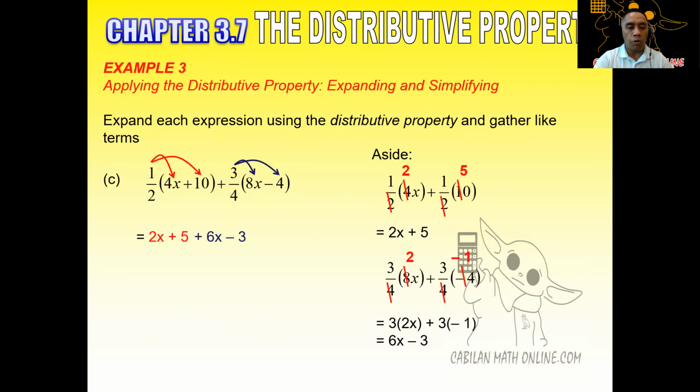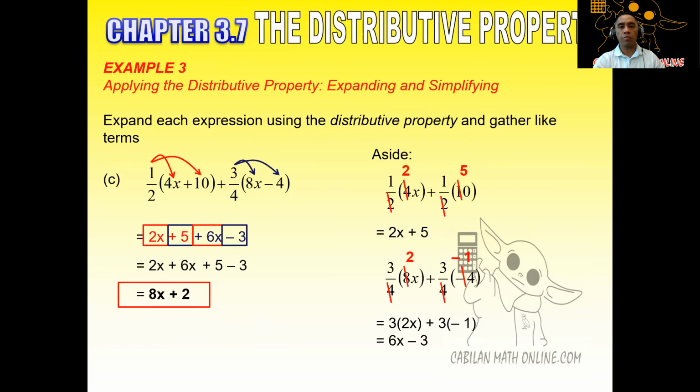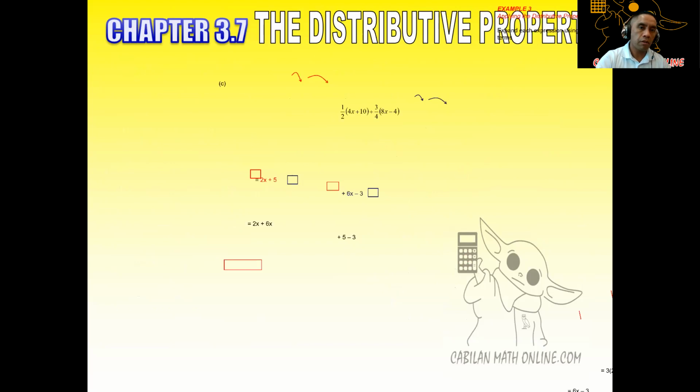Now, as you can see, we no longer have any fractions, and we only have to collect the like terms in the final step. So let's take the 2x and the 6x and add them together, and take the 5 and the -3 and group them together. Then simplify the x's and the numbers separately. 2x plus 6x is 8x, and 5 minus 3 gives me 2. And that's pretty much it. Again, we started off with fractions and 2 sets of brackets, and we wound up with an answer that only consisted of 2 different terms.